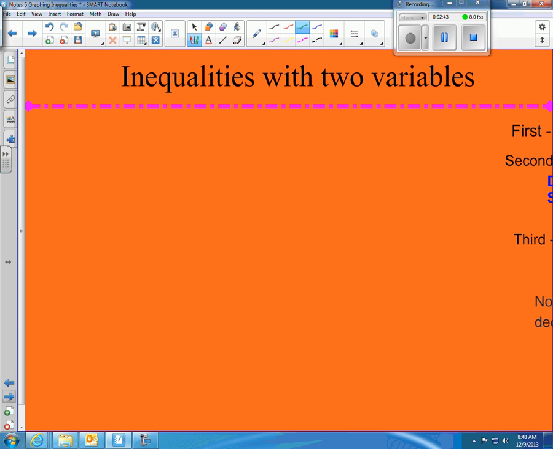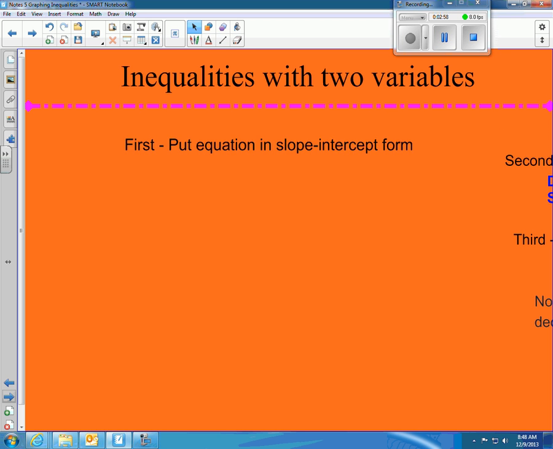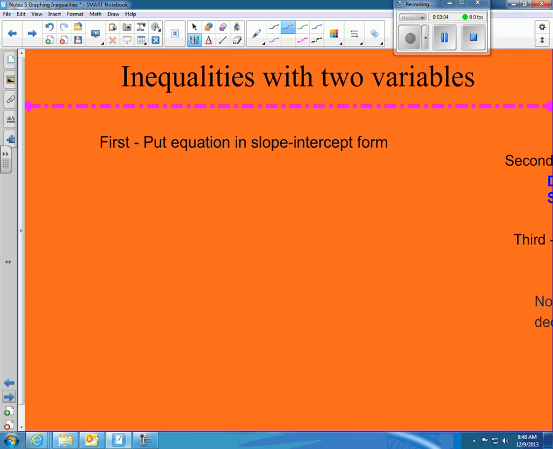All right, so let's get into our notes on inequalities. So graphing variables with two inequalities, you want to just be thinking it's the same thing as graphing an equation. We just have to remember that we're going to do some shading. All right, so our first step is we're going to put our equation into slope-intercept form. If you don't remember, slope-intercept form looks like y equals mx plus b. Okay, so we're going to put it into slope-intercept form.